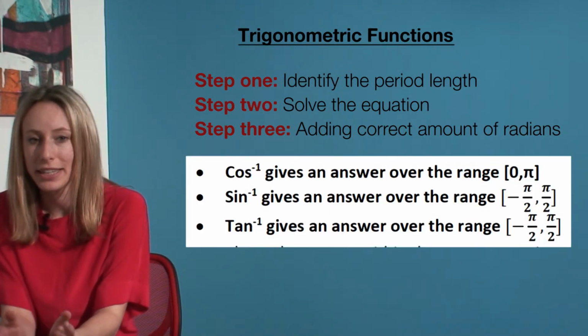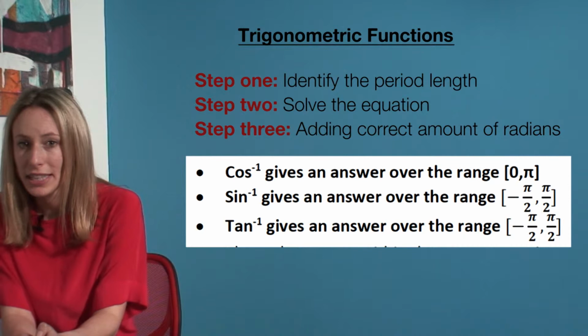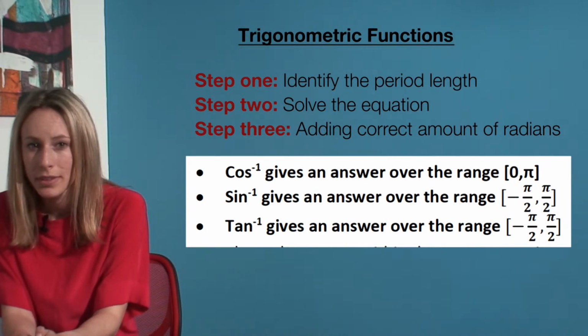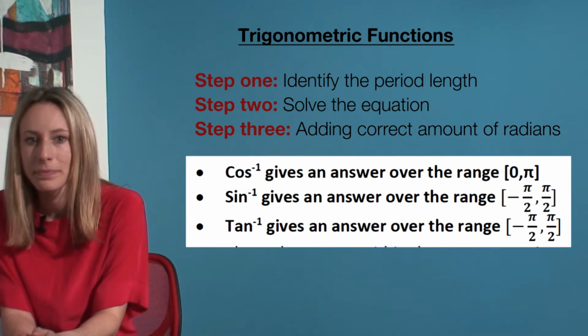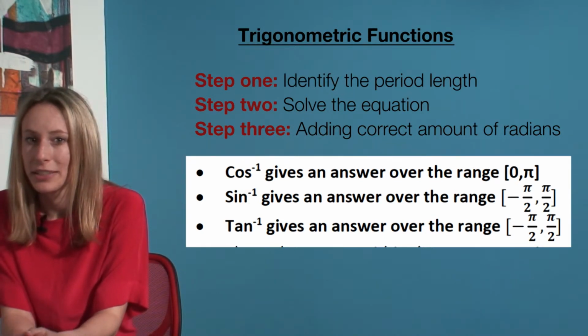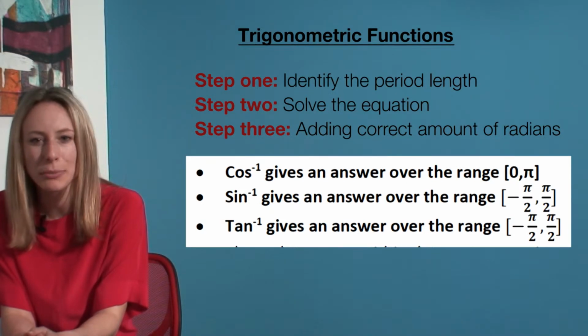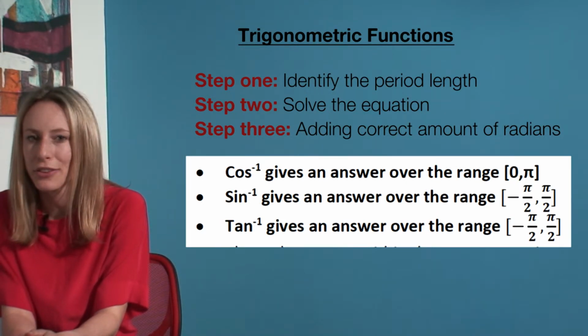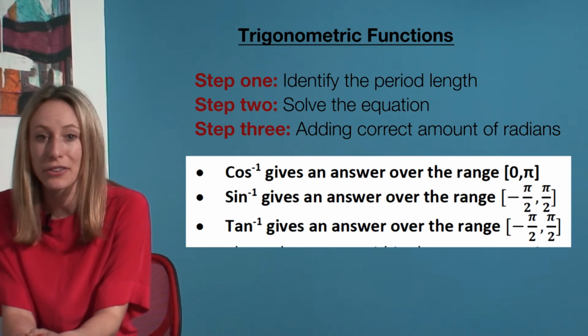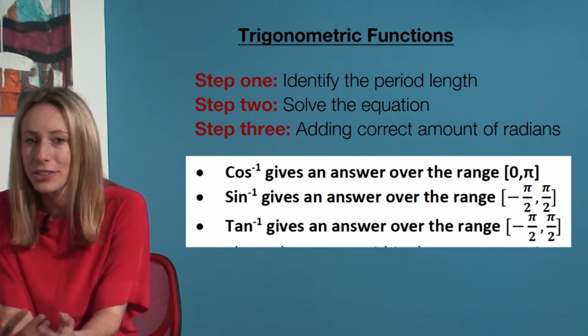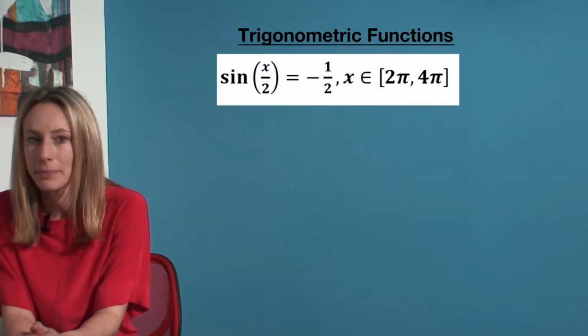The common convention is inverse cos gives an answer over the range 0 to pi, and inverse sine and inverse tan give an answer over the range negative pi over 2 to pi over 2. Once we have the answer within these ranges, we just need to add or subtract a portion of the period to get the other solution within that range. If we add a whole period, then we will get another solution. That can only be used provided it is within the required domain.